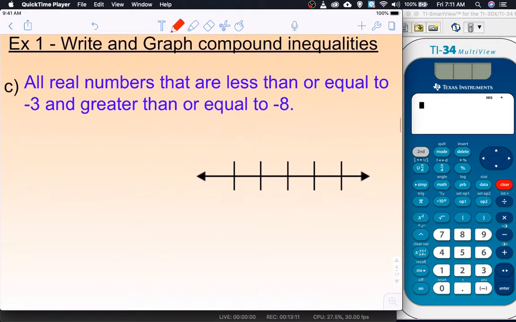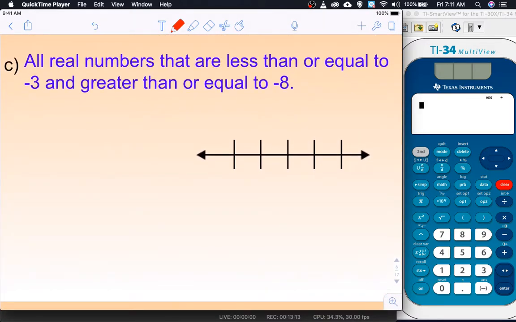All right. 2 for me, 1 for you. Why don't you go ahead and pause the video, do this problem right now. So you're going to do what we just did. You're going to write the inequality, then graph it, and when you're ready to continue, hit play, and we will go through it together.